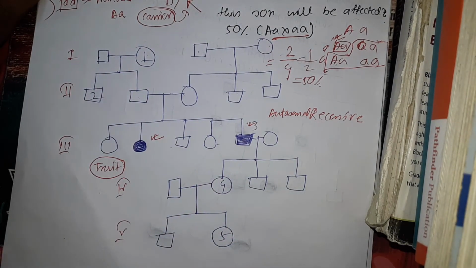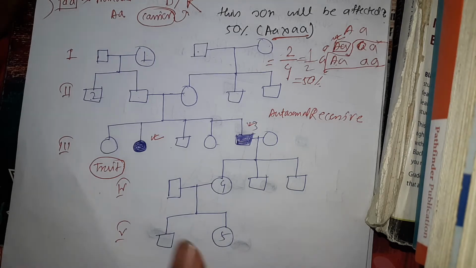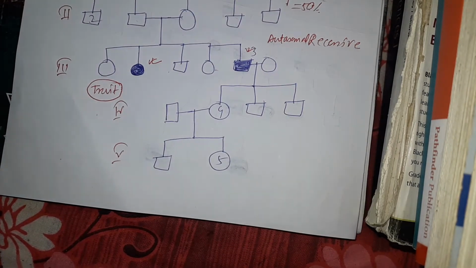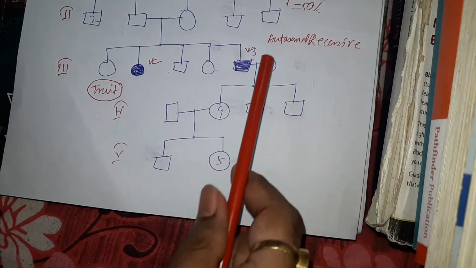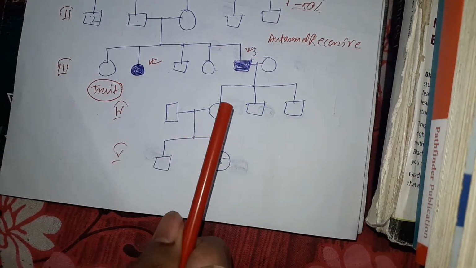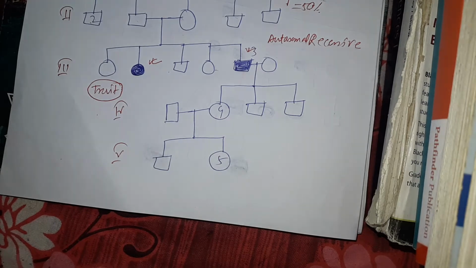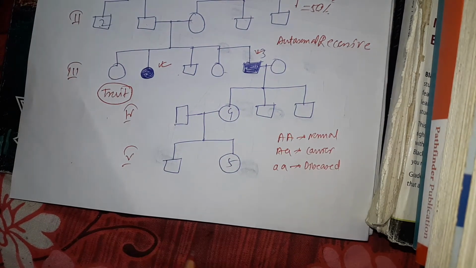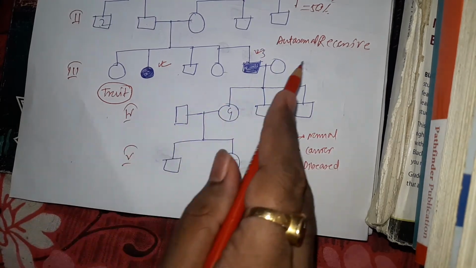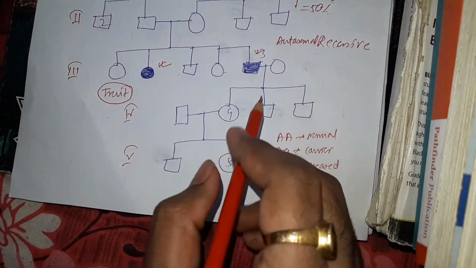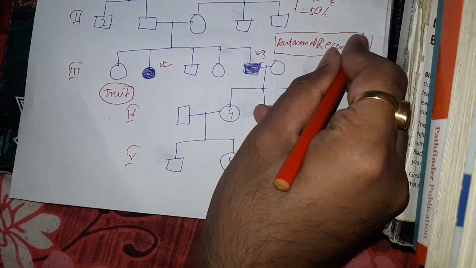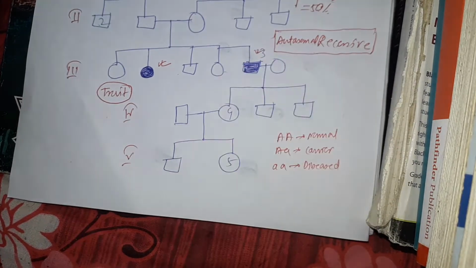For this we need to know the genotypic analysis. Don't worry, let me write the genotypes we need to know to assign genotypes in the case of an autosomal recessive trait. Now, welcome back. As they are telling us about an autosomal recessive trait, we can easily conclude that this is an example of an autosomal recessive trait.